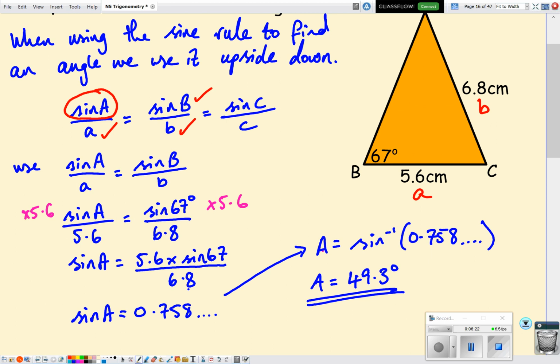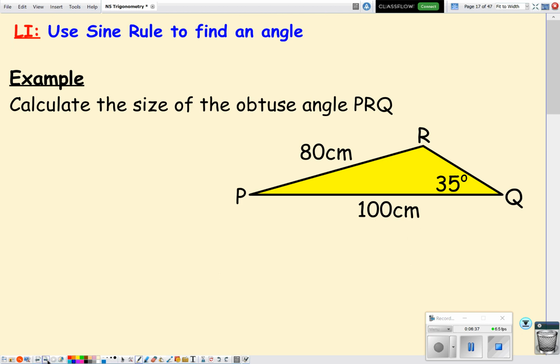Tick off what you know, circle what you're trying to find, a complete pair where you know 3 of the 4 items, and sub in the values and work out the answer from there. One more example that I'm going to do. This time it's slightly different because what we're having to find here is an obtuse angle. Calculate the size of the obtuse angle, PRQ.